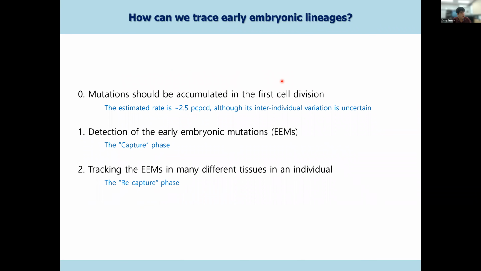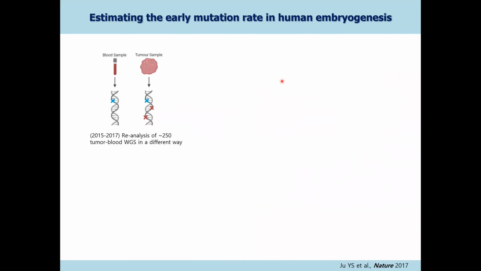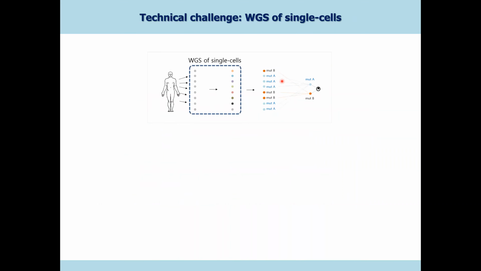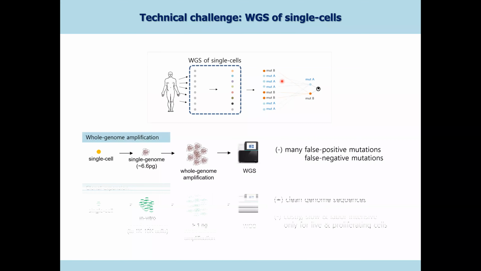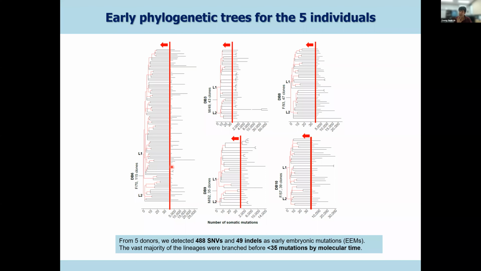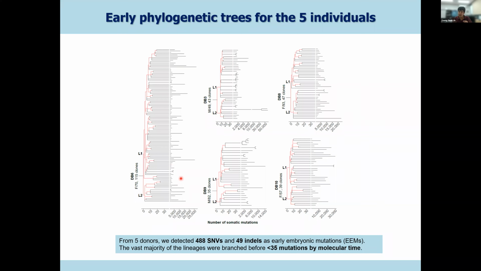So let me go to the linear tree. Yes, so most of the lineages branched in early embryogenesis, before 35 mutations by molecular time. In the body there are 40 trillion cells, and we collected cells almost randomly from anatomical positions, so it is unlikely to expect that they branched more recently.